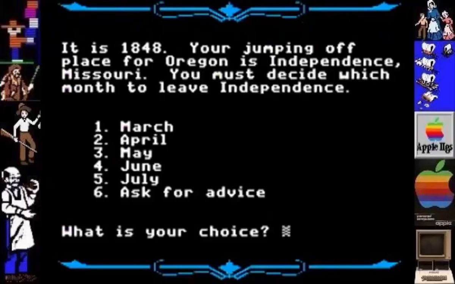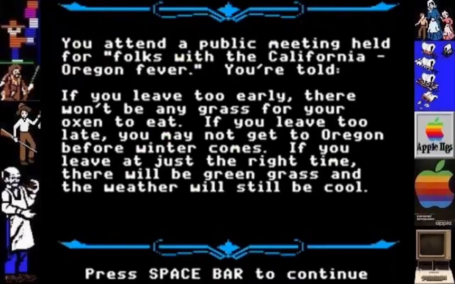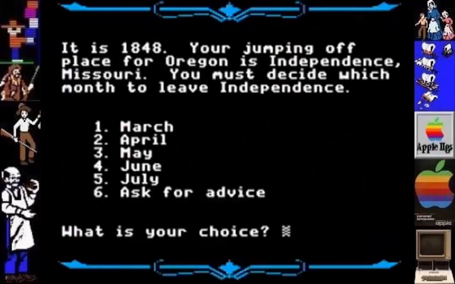Alright, we don't want to start too soon, we don't want to start too late. At the public meeting, you are told if you leave too early, there won't be any grass for the oxen to eat. If you leave too late, you may not get to Oregon before winter comes. Aha! Clues right there. So you know what we're going to do? We are going to leave in April.